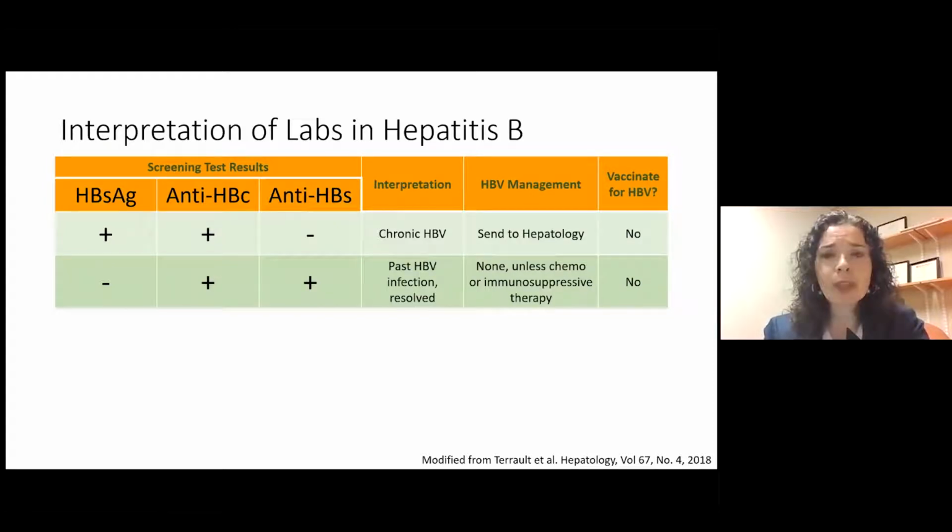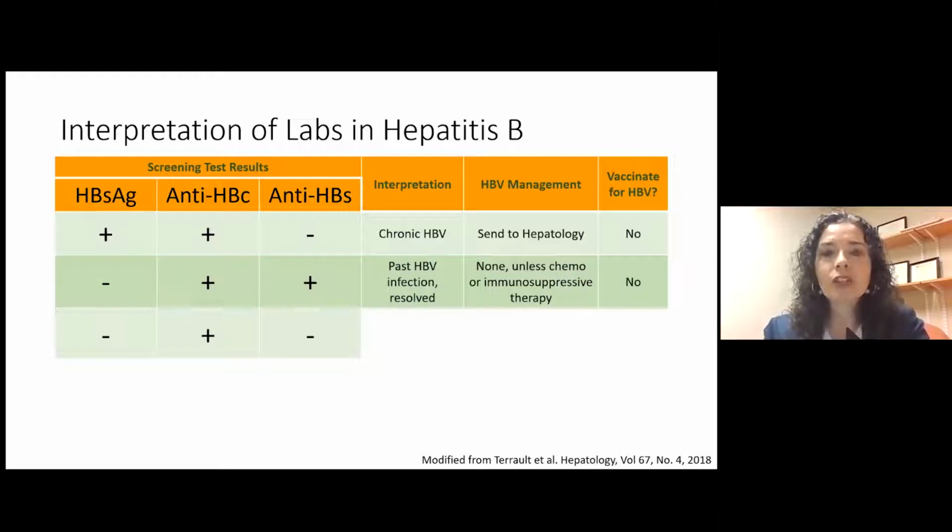Again, this is not someone that you need to send to hepatology. However, if they are on immunosuppressive medication or about to undergo chemotherapy, it's important to involve hepatology in those cases to prevent reactivation. They also do not need vaccination because they have a surface antibody.